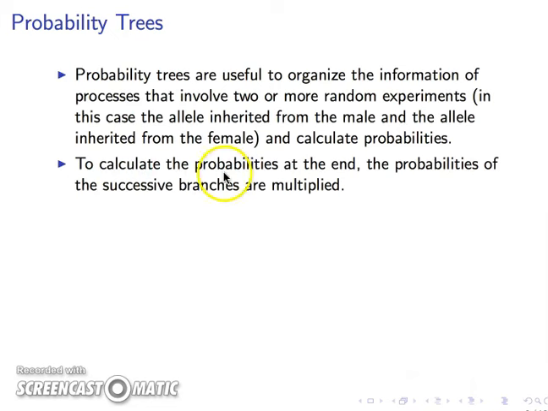In these diagrams, the calculation of the ultimate probabilities we're interested in will result as the multiplication of the probabilities along branches of these so-called trees. So we're going to end up multiplying these probabilities that appear along the branches of a tree to yield the probability that we're going after.